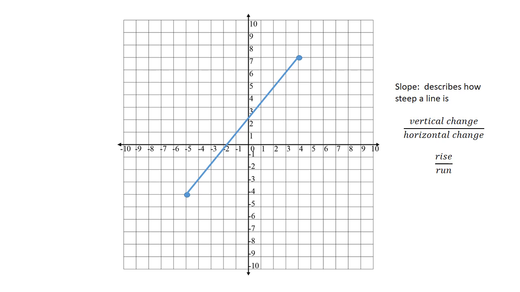So in this particular line segment, we're going to talk about our run first. How many spaces over did we have to go to move from one point to the next point? So we would count that 1, 2, 3, 4, 5, 6, 7, 8, 9. So our run would be 9.